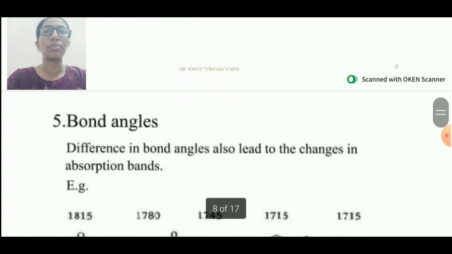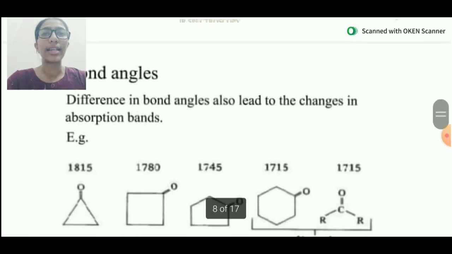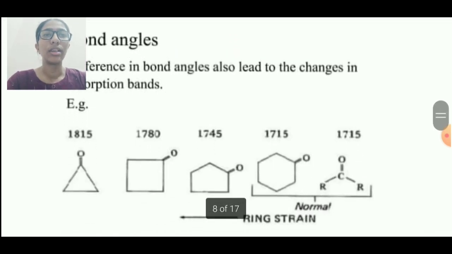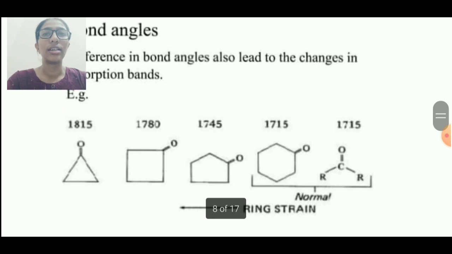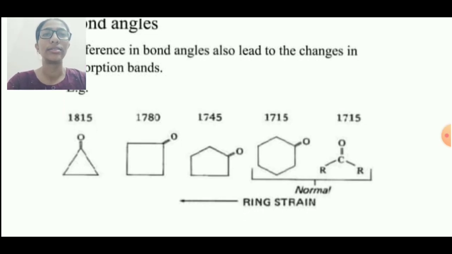Fifth factor is bond angles. Differences in bond angles also lead to changes in absorption bands. Example, the following ring strains show very well the example of bond angles.